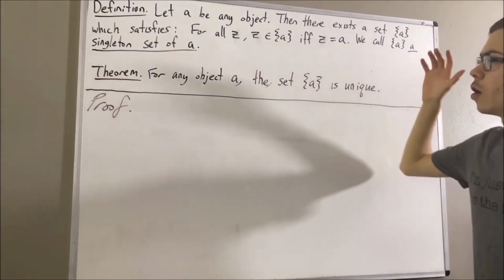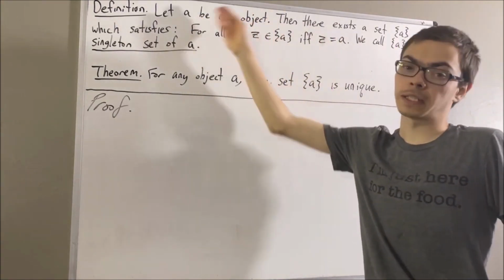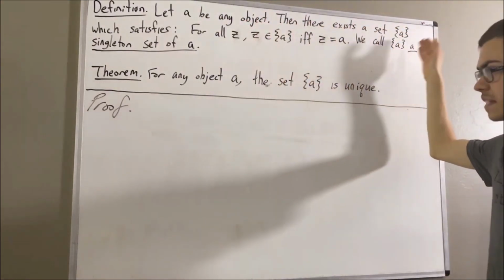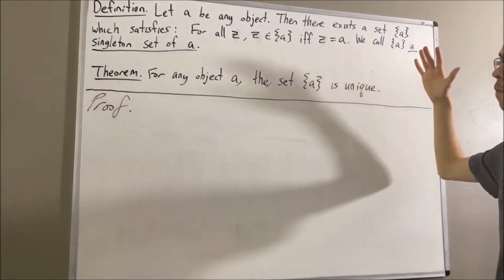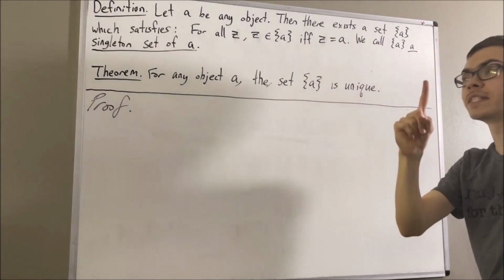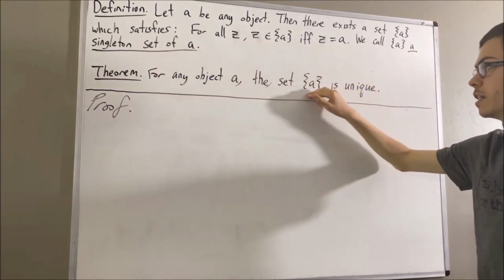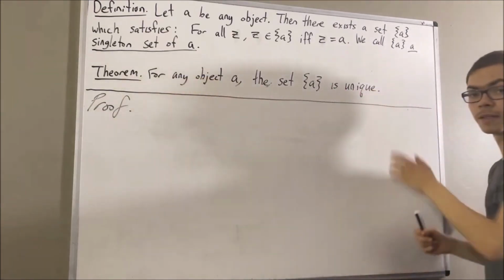Now, all this definition tells us is that given an object, say A, there exists a set which satisfies this statement. What we're going to prove is that there's only one set which satisfies this statement. We're going to prove that the singleton set is unique. Okay, so now let's get into proving that idea.